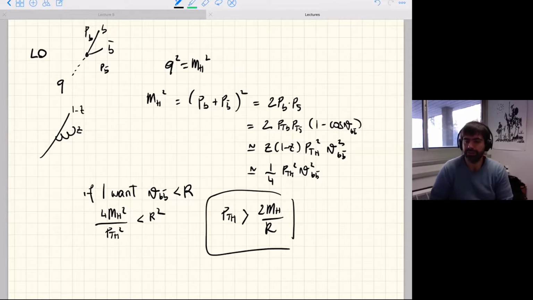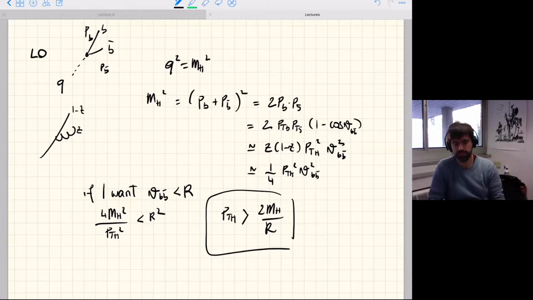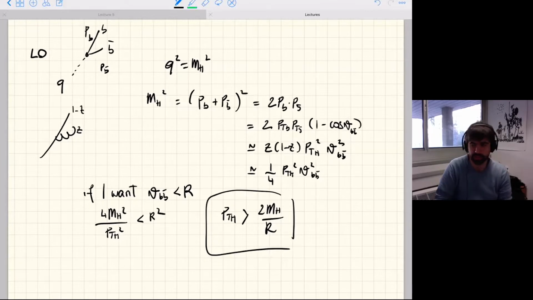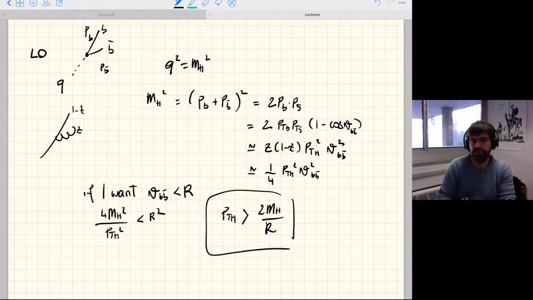So this is a leading order analysis. One can make it a little bit better by considering higher orders. But when I have in mind the boosted regime, what I mean is that I want to produce an object with transverse momentum bigger than twice the mass of the object I'm producing divided by the jet radius I'm considering. And we're discussing this for the Higgs, but you can apply very similar techniques to Z boson, W boson, and tops. Actually, historically, that's what we've done.